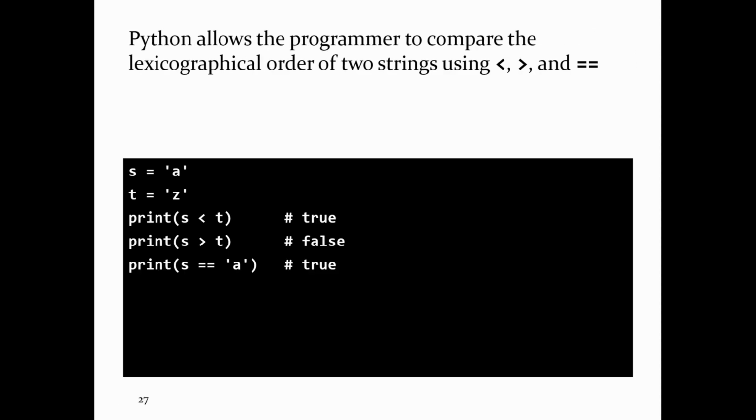If you want to compare two strings in Python for dictionary order, which is called lexicographical order, then you can use less than, greater than, and equals equals. Equals equals in Python is the equality operator. So all of these examples here will compare, does the string referenced by S come before the string referenced by T in the dictionary? So does A come before Z? The answer is yes. Does the A come after the Z? The answer is false.